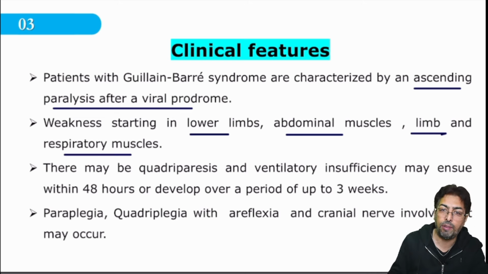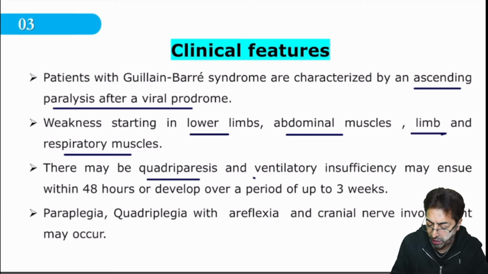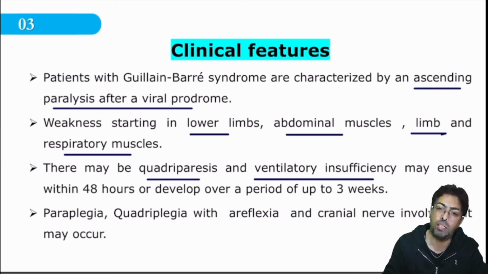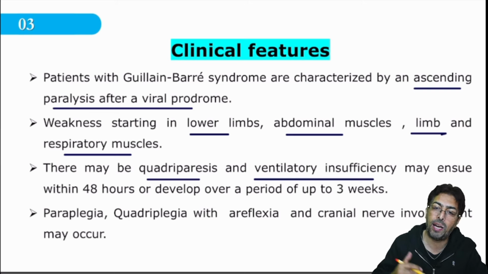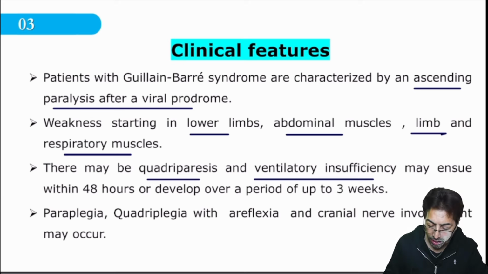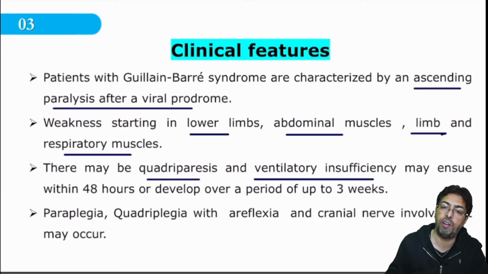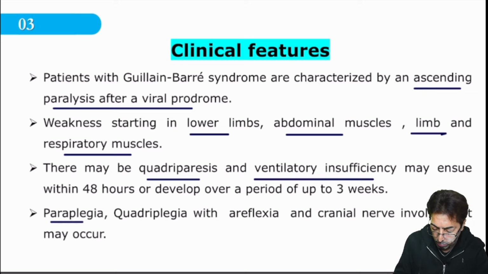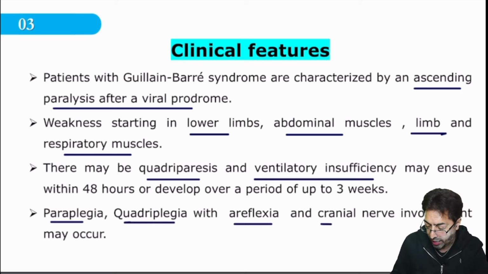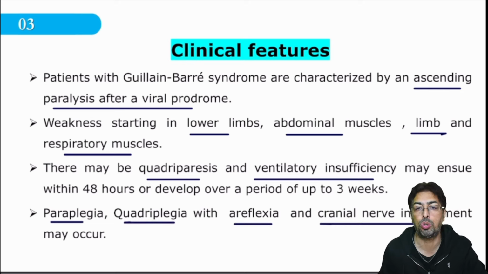So we can have a host of things like quadriparesis in the late cases and ventilatory insufficiency as a result of breakdown of the respiratory musculature and/or paralysis of the respiratory system. And we can have severe ventilatory insufficiency in severe cases which needs immediate attention. So paraplegia, quadriplegia with areflexia and cranial nerve involvement may also be seen.